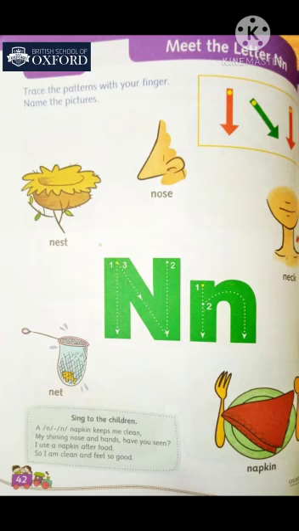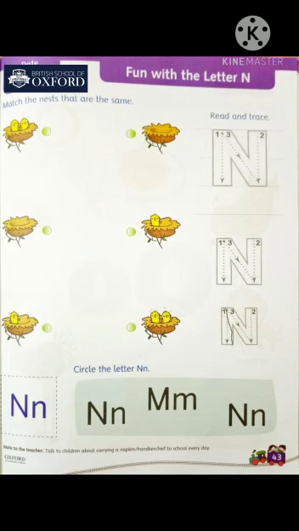It's a napkin. And the next word is net. N. Net. Come on the book page number 43. Here you will read and trace the letter N. And also you will match the nests that are the same and circle the letter N.